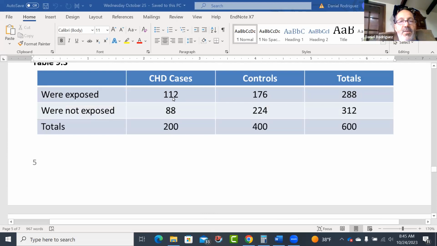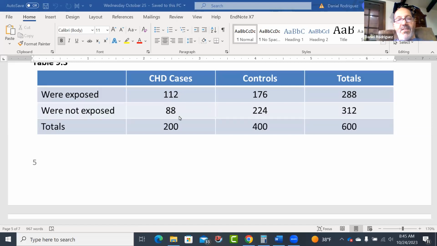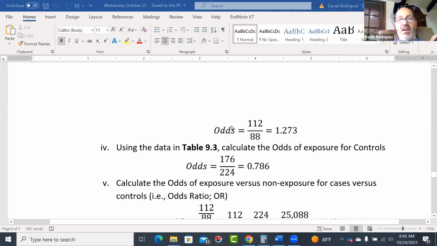If I wanted to do probabilities, I would do 112 divided by 600, well, actually, if I'm doing it among the cases, it would be 112 divided by 200 divided by 88 divided by 200 to get the odds, but I don't need to do that. If you just work that out, the 200 cancels out. So I'm going to calculate 112 divided by 88 because it's exposed versus not exposed, success divided by failure. So the odds of exposure among the cases is 112 divided by 88. That's 1.273.